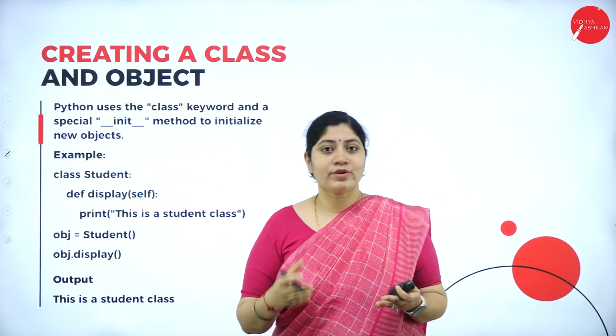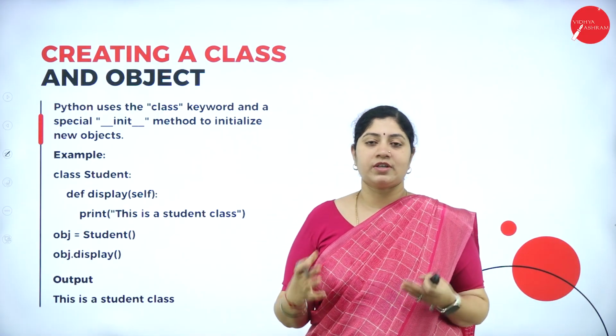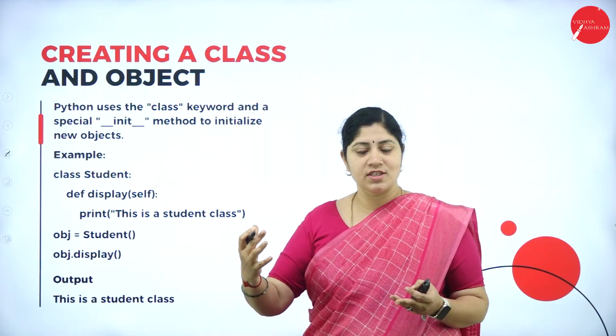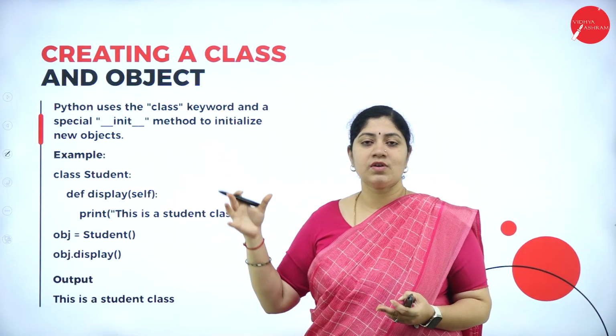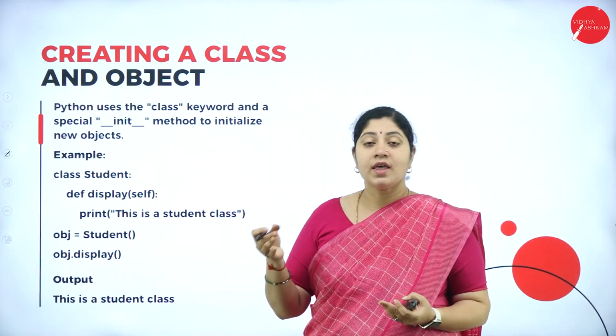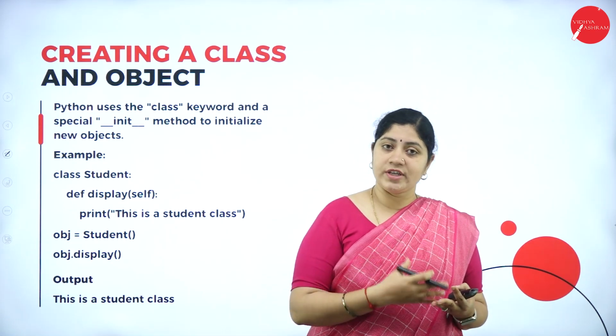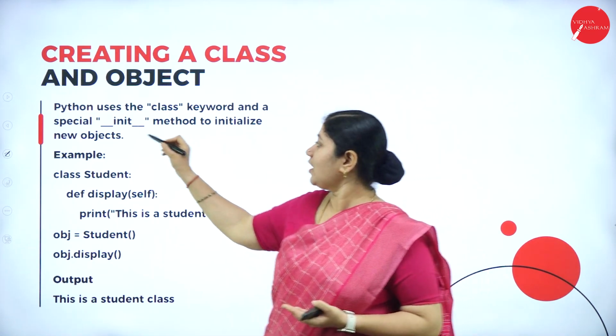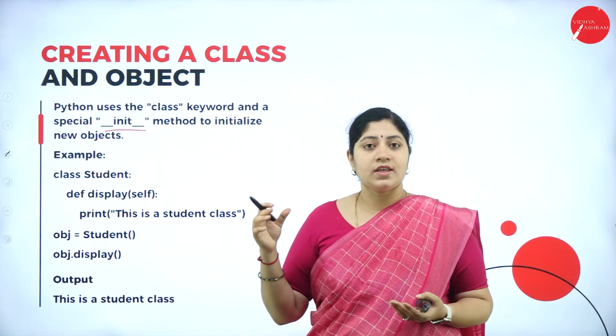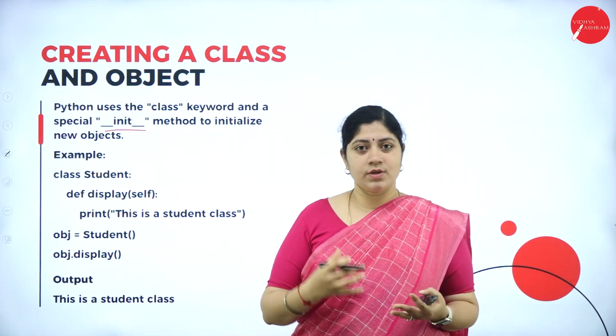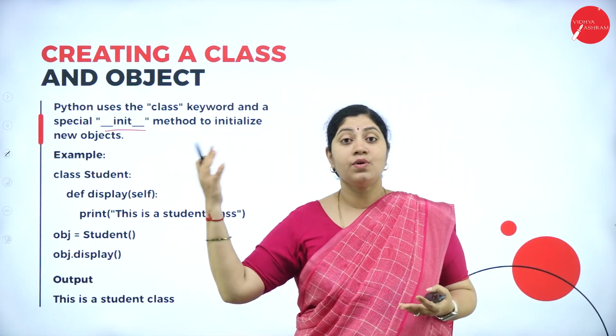Now let's see how to create this class as well as an object. In a simple way, the class is created with the class keyword followed by its name. Then the object can be created by the init keyword. This is utilized to create a basic new object.